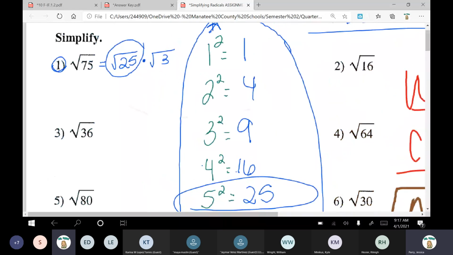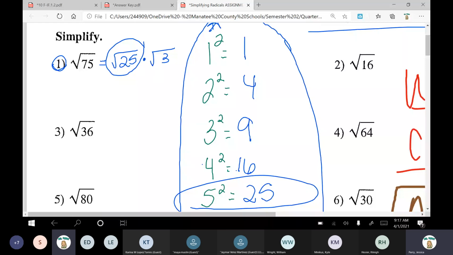So first, I split it up: square root of 25 times square root of 3. And then from there, let's just simplify. What is the square root of 25? You can go ahead and type into the chat. Let's simplify this here. What is the square root of 25? 5. Perfect. So the square root of 25 is really just 5. And then I'm going to drag down this times square root of 3. So that is my final answer for number 1.